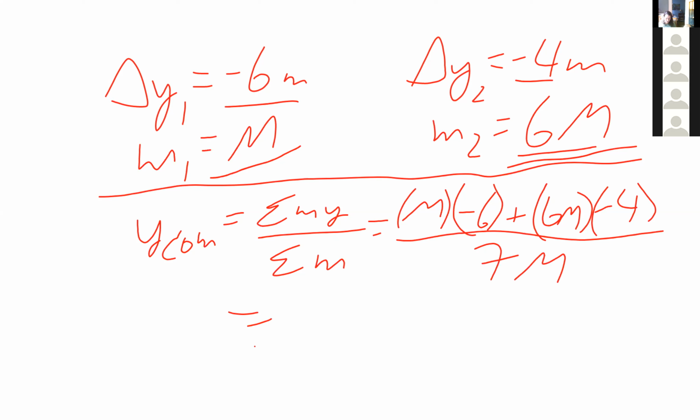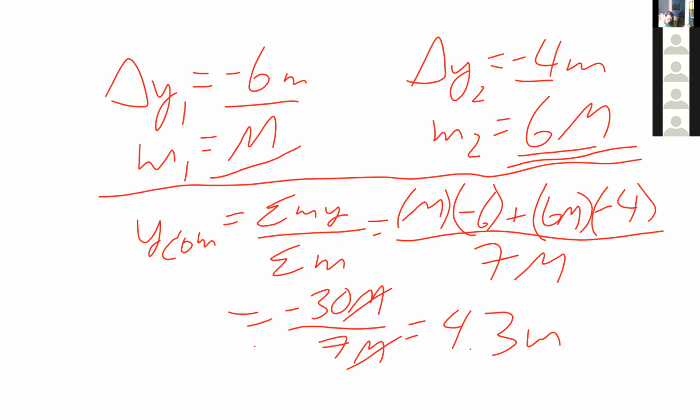Let's just go ahead and add these together. -6M plus -24M gives me -30M. And then I have divided by 7 times big M. And whatever that gives you, what is that? 4.2 on 7, whatever that is. Call it 4.3 meters. And that's, of course, a -4.3 meters.